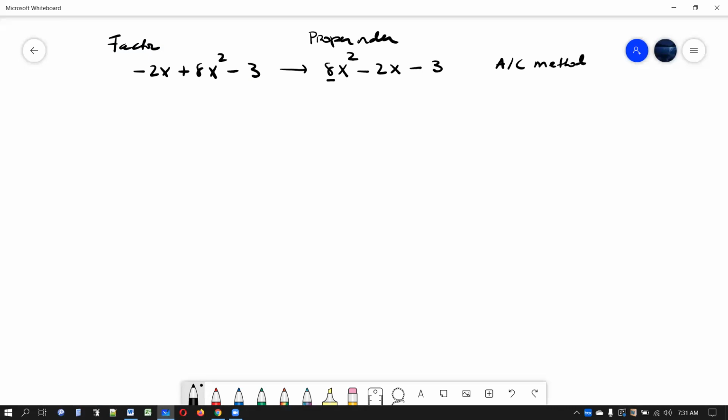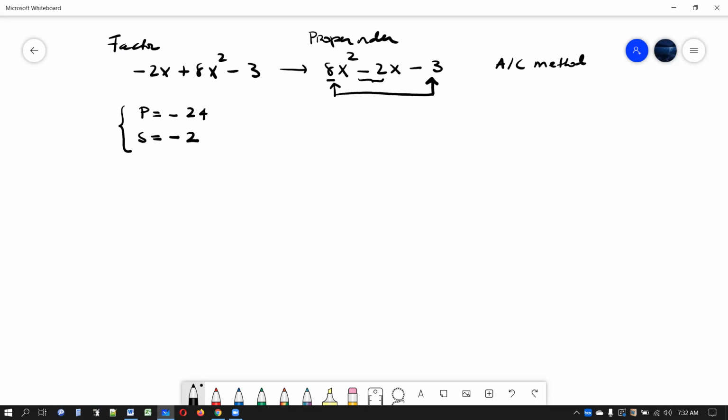It's called the AC method because we have to multiply these two numbers. Okay, so similar to the trinomial with leading coefficient 1, in this case, we are multiplying these two numbers and we have to find a product that is equal to A times C. So the product has to be 24. And the sum has to be equal to the B value, which in this case is -2.